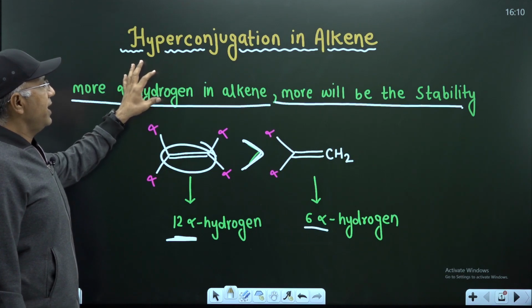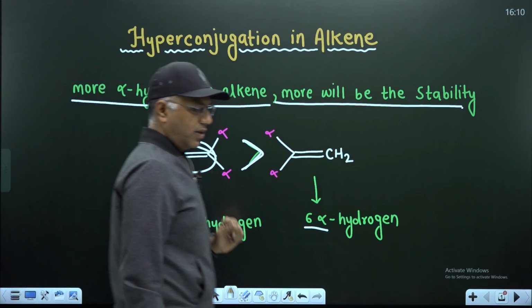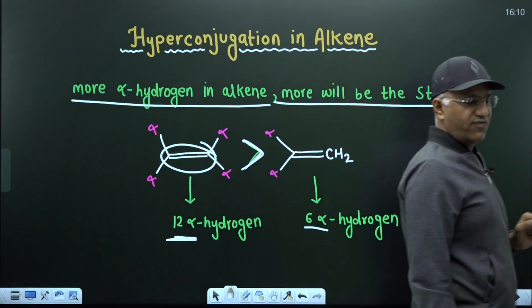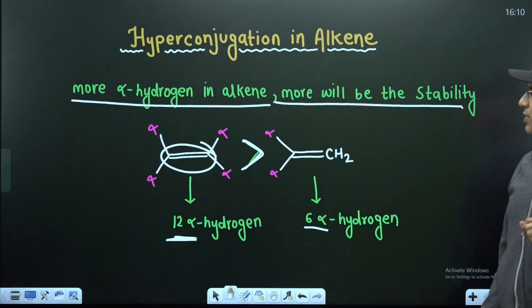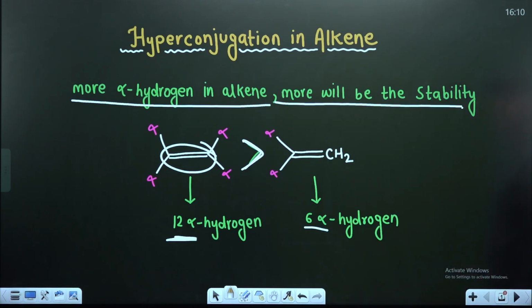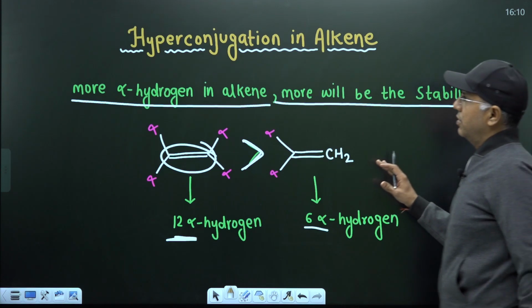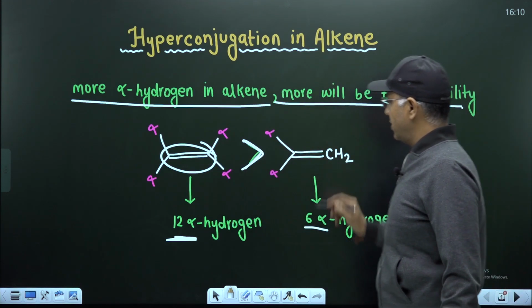So write down the heading hyperconjugation in alkene, and the first statement: more the alpha hydrogen in alkene, more will be the stability. Pause the video, write the heading and write this example.